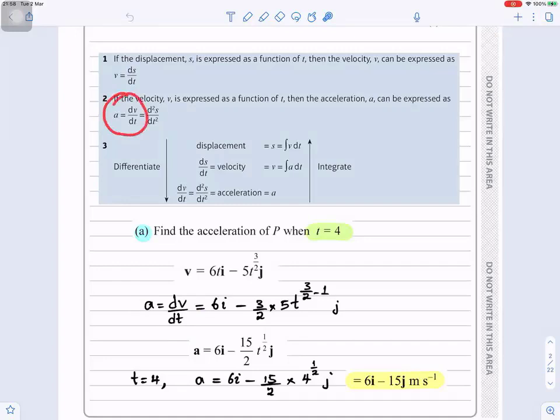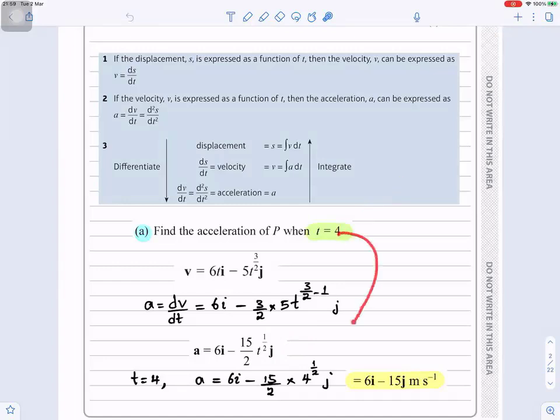So to get acceleration, we differentiate the velocity. When you differentiate 6ti with respect to t, you get 6i. And when you differentiate 5t to the power 3 over 2, 3 over 2 comes to the front, so you multiply by 3 over 2 and subtract 1 from the power. So 3 over 2 minus 1 gives you a half, and 3 over 2 times 5 gives you 15 over 2. So that's your acceleration. But we want the acceleration when t is equal to 4.